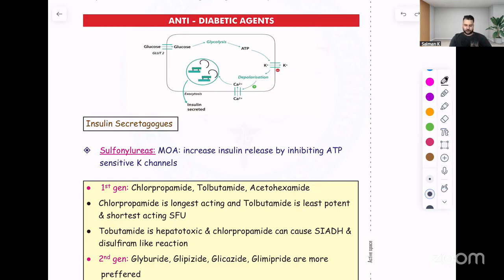Now that you see this, if you block this potassium channel here, potassium cannot go out of the cell. So it increases in the cell. The positive ions increasing is called depolarization. Depolarization causes contraction of the vesicles, releasing more insulin. So anyway, that is the mechanism. You need to block the potassium channels, inhibit the potassium channel. This will lead to that.